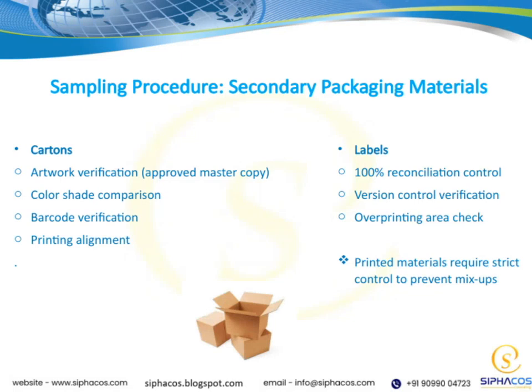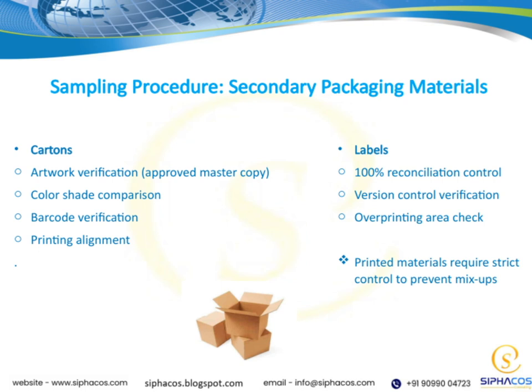Let's talk about the sampling procedures for secondary packaging materials, starting with labels. It's essential to have a 100% reconciliation control in place, which means every label is checked thoroughly to match the order and the documentation. We also verify version control to ensure we're using the most up-to-date labels, avoiding any outdated information. Additionally, we perform overprinting area checks to confirm that any overprinted information is correct and legible.